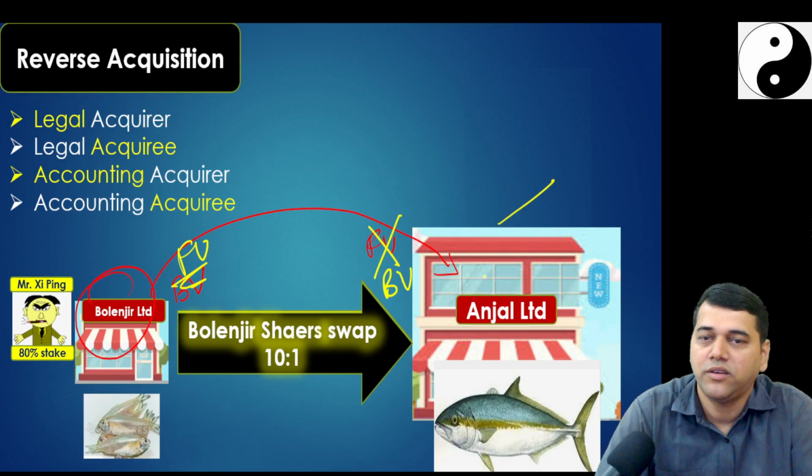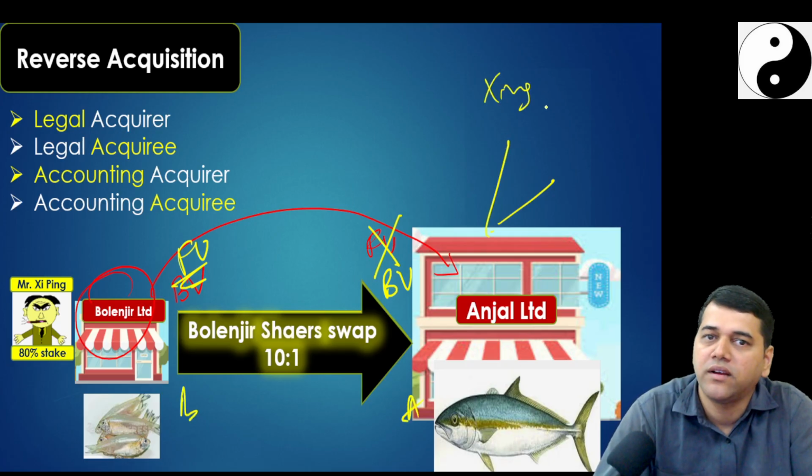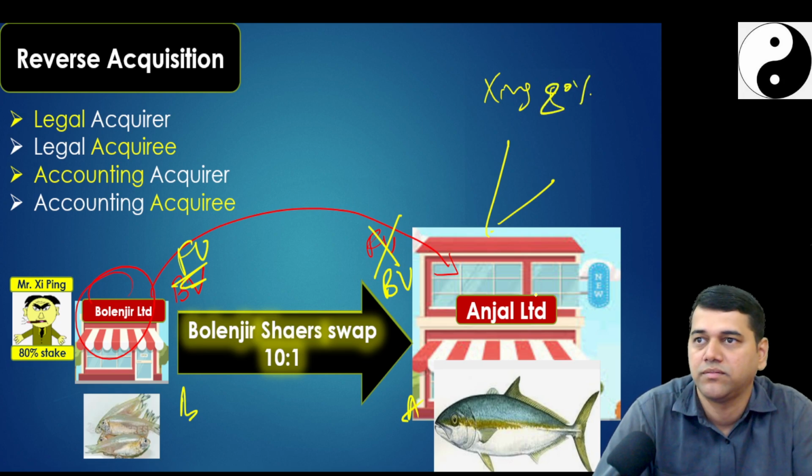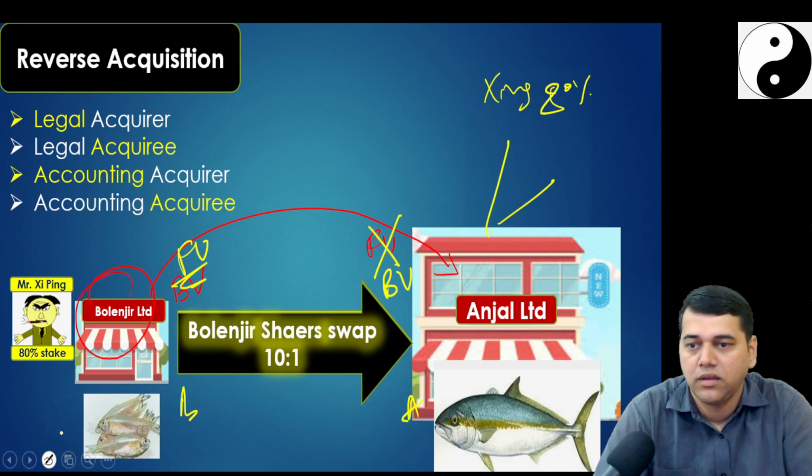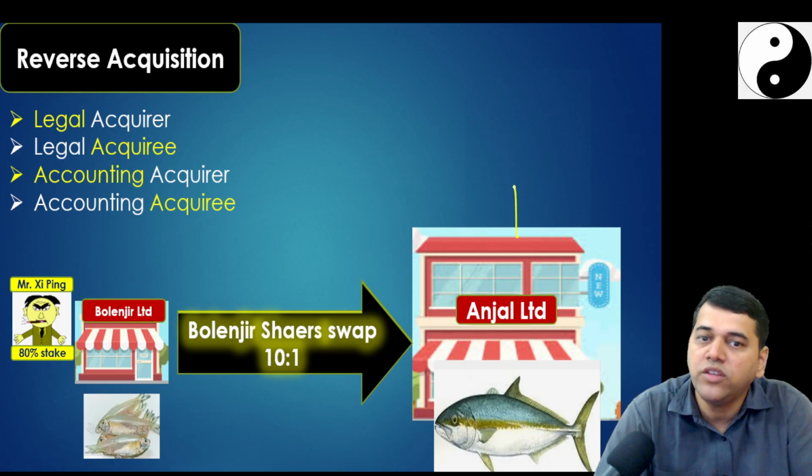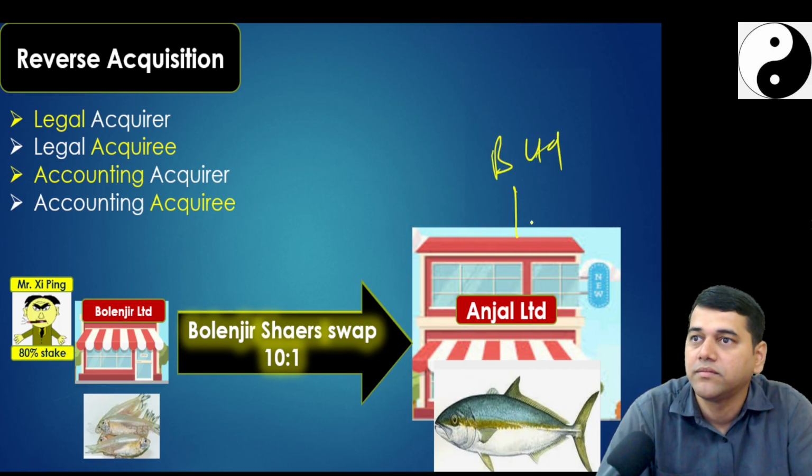See, because who is the owner of Anjal? Okay, we'll say B and A. Who is the owner of A? Jinping, because he is holding 80%. Now, after acquisition, who is the owner of A? B Limited. Who is the owner of B? Jinping.